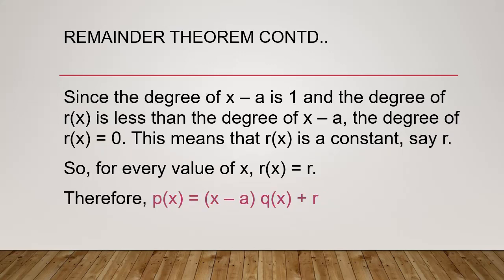Since x minus a is a linear polynomial, and the degree of a linear polynomial is 1, the degree of x minus a is 1, and the degree of r of x is less than the degree of x minus a, which we have understood in our previous slides. So the degree of r of x is equal to 0. This means that r of x is a constant, say r. So for every value of x, r of x is always equal to r. Therefore, we can write it as p of x equals x minus a into q of x plus r.